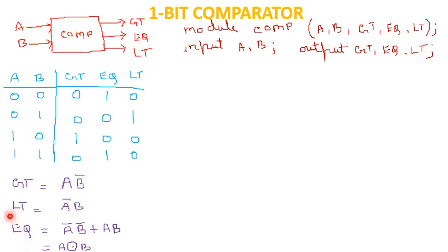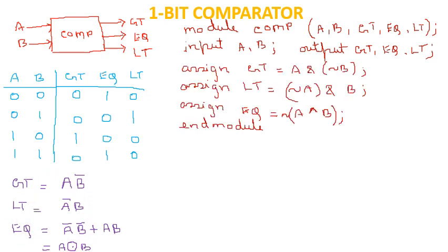Now describe the comparator using these three expressions in Verilog. So this is very straightforward, writing the expressions in Verilog. So GT is A and not of B, LT is not of A and B, and EQ is A XOR B. So the logic operator is A XOR B and not of that. Next we will proceed to write the stimulus block.